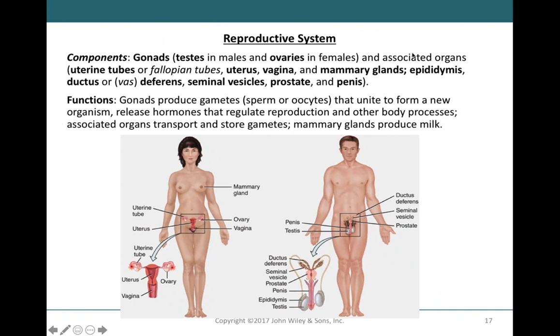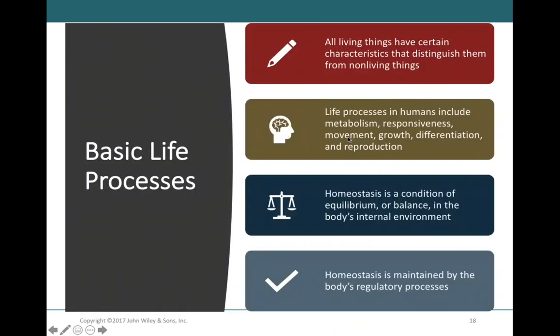Again, I know there's a lot of components here, but I just want you to focus on the few that I did mention, and understand that the function of the reproductive system is, of course, to reproduce. That's the goal of our reproductive system. That's hence the name. We need to be able to reproduce, to propagate the species. So the reproductive system, you can see the components and the functions listed here. So that will conclude our 11 body systems.